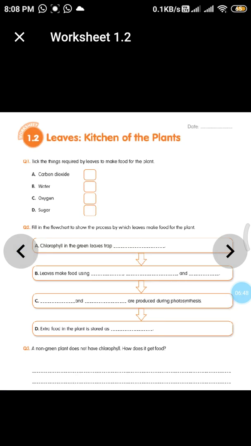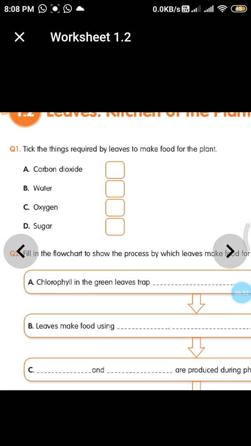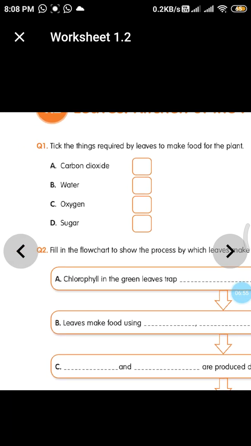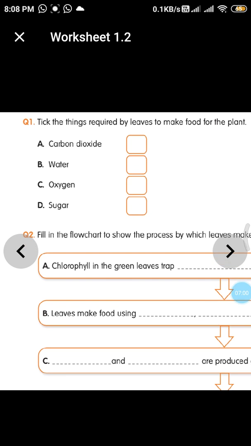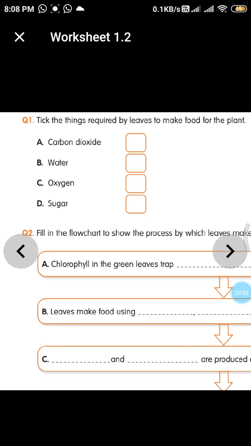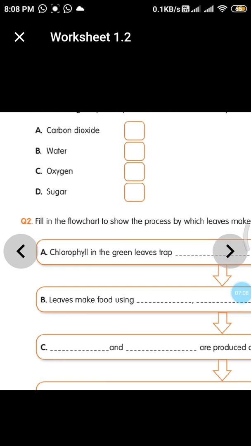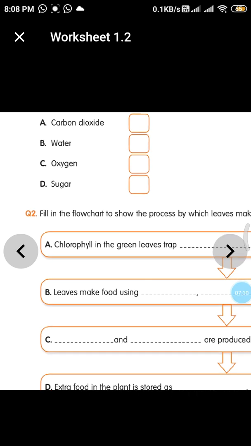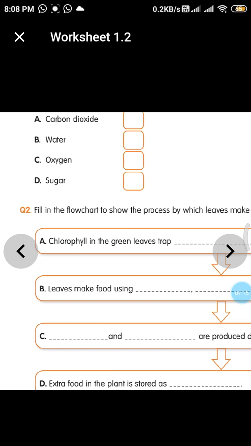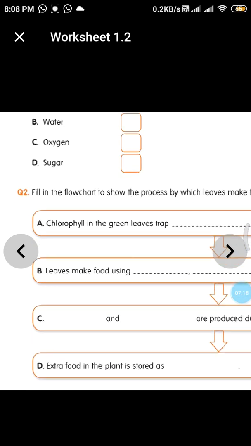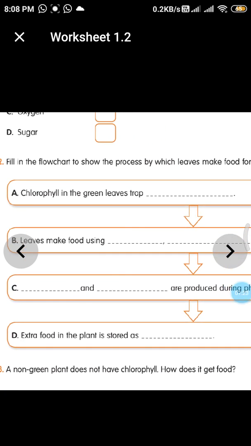What questions are given in 1.2? Tick the things required by leaves to make food for the plant. What things do they need? Do they need carbon dioxide? Yes, they compulsorily need it. They take it from the air, so you tick that. Do they need water? Definitely they need it. Do they need oxygen? No, they are releasing the oxygen, so no need to tick near oxygen. And do they need sugar for preparing food? No need, so there also you don't need to tick.